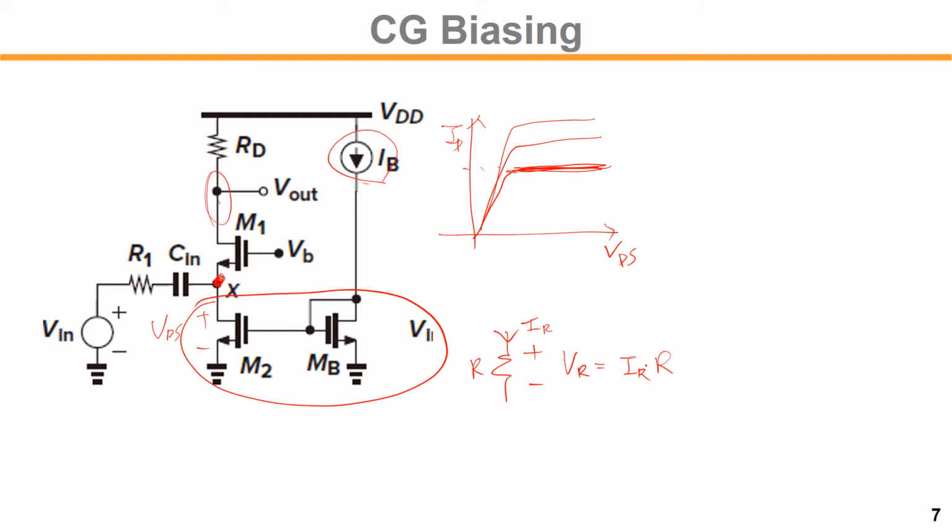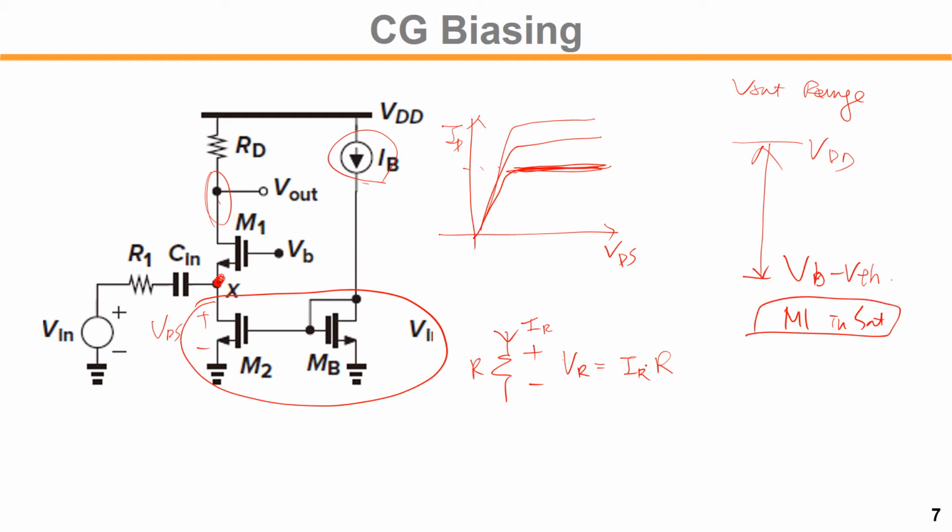If you remember correctly, for the output signal range, you can find that the maximum voltage will be VDD and the minimum would be what? VB bias minus VTH, right? In that way, M1 will be in saturation, right? And also there is a limit for VB, so VB must be greater than what?